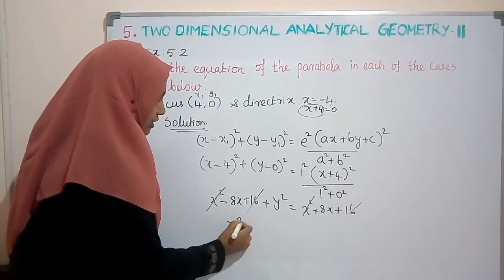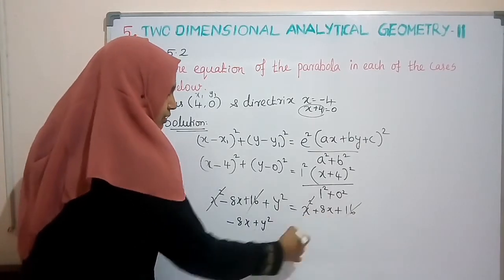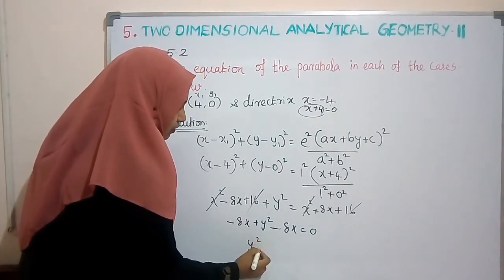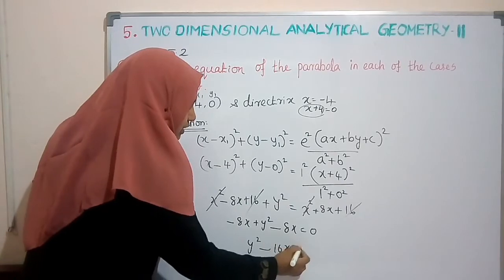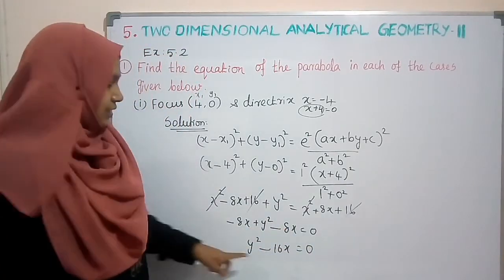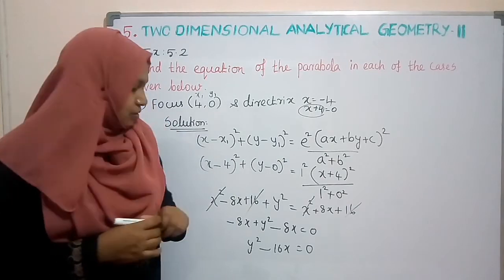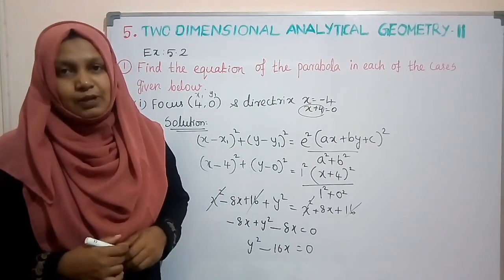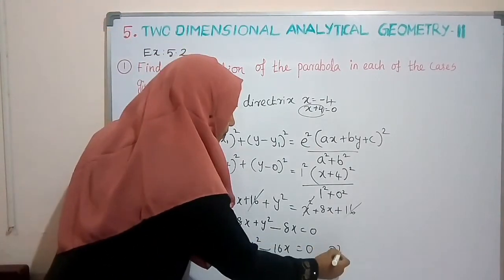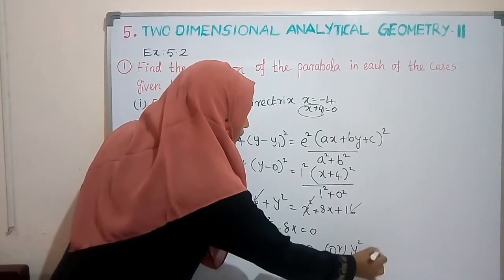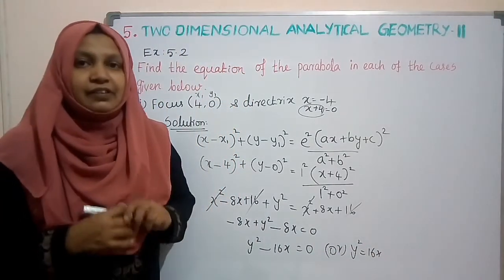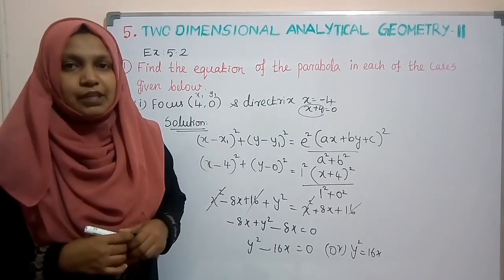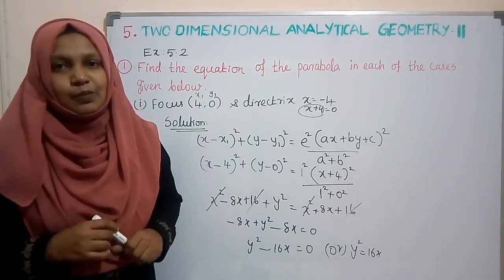We have minus 8x plus y square. Take this 8x to the left side, it is again minus 8x is equal to 0. So the final answer will be y square minus 16x is equal to 0. Minus 8x becomes minus 16x. So the equation of the parabola is y square minus 16x is equal to 0. Or you can write y square is equal to 16x. Understood, children? Whenever they are given the focus and directrix, eccentricity is 1 here. So we can make use of the formula SP by PM is equal to E.